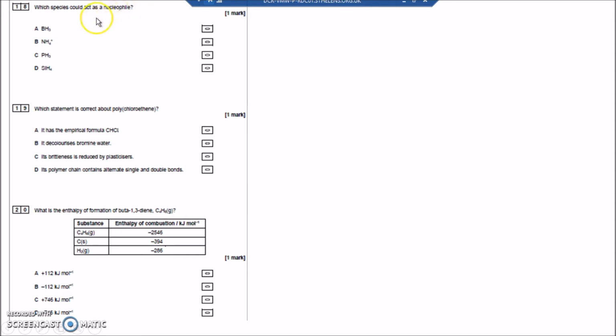So we're looking for something with a lone pair. Let's have a look. BH3. Now, B, boron, is in group 3. It's got 3 electrons in its outer shell, and it's got 3 bonds to the H's. Those 3 electrons in the outer shell are all bonded up. They're all in bonding pairs with the H's, so that hasn't got any spare lone pairs.